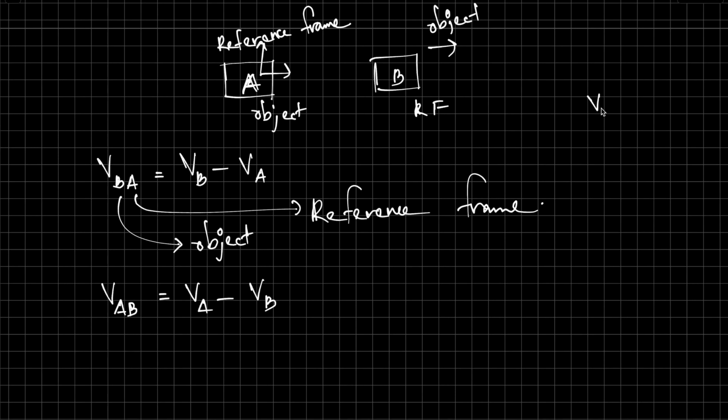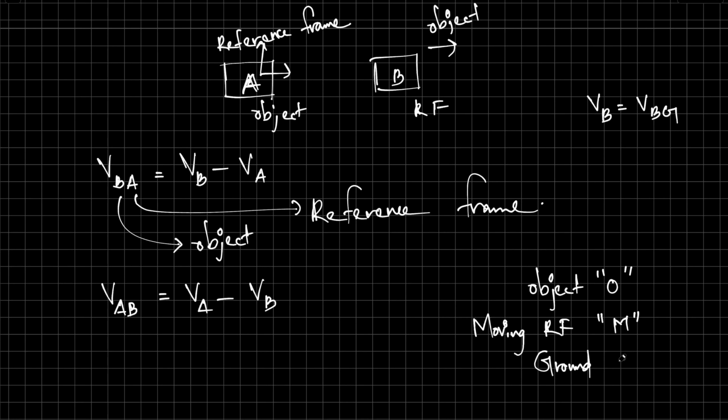If I write just VB, that means velocity of B with respect to ground, or you could also call it lab frame. I'm going to modify this equation a bit. And let's say we have three things: object O, moving reference frame M, capital M, and ground, capital G.